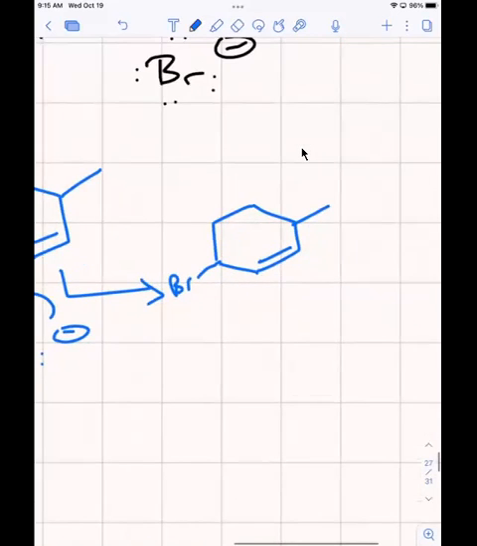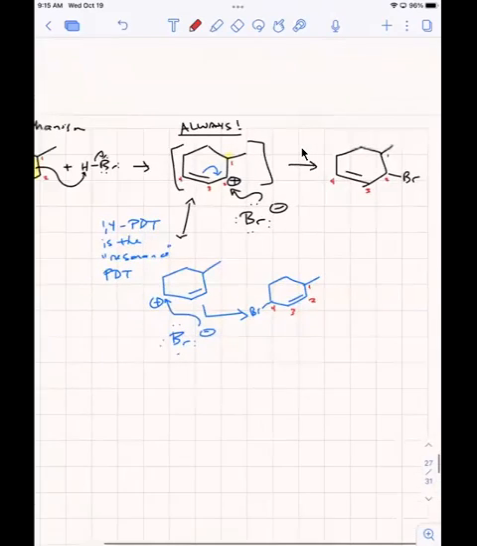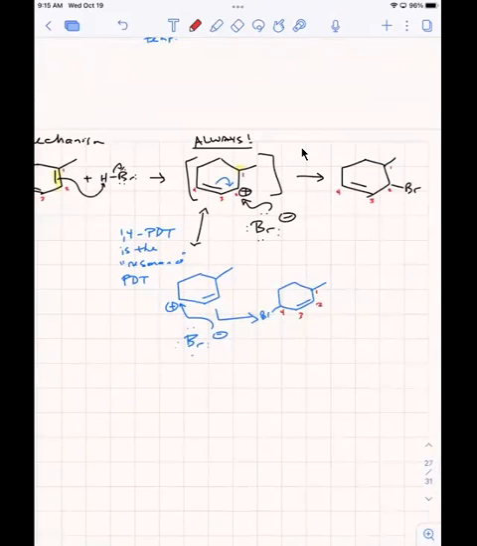Right, and again, same numbers, because I'm using the same intermediate. So this is 1, that's 2, that's 3, and that's 4. All right, questions about that? So the 1,2 and 1,4 products, you're going to get both, but depending on the temperature, you're going to see more of one than the other. So there's going to be a ratio of products depending on the temperature.